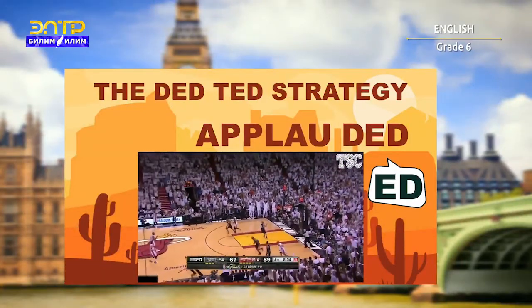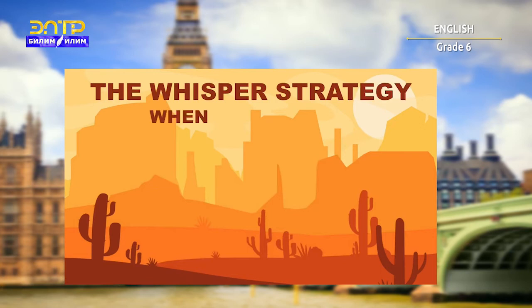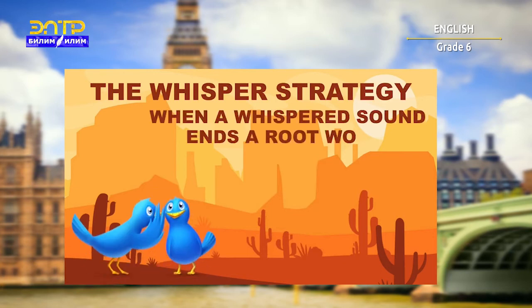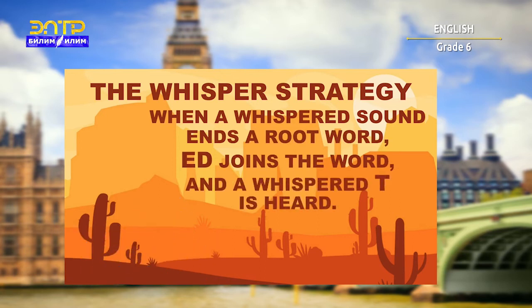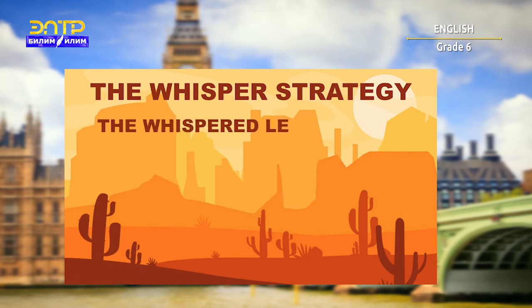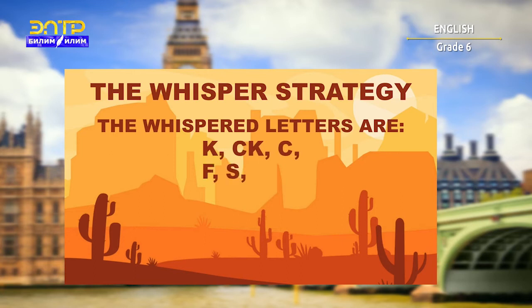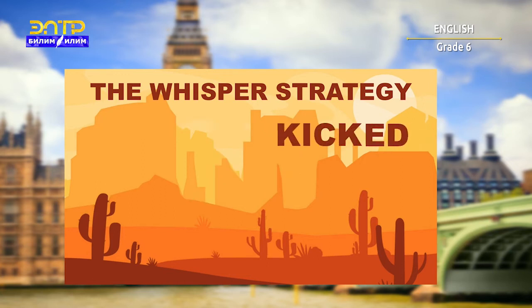The whisper strategy. When a whispered sound ends a root word, ed joins the word and a whispered t is heard. The whispered letters are K, CK, C, F, S, X, and P, SH, CH, and PH. Kick, kicked. ED makes the t sound.